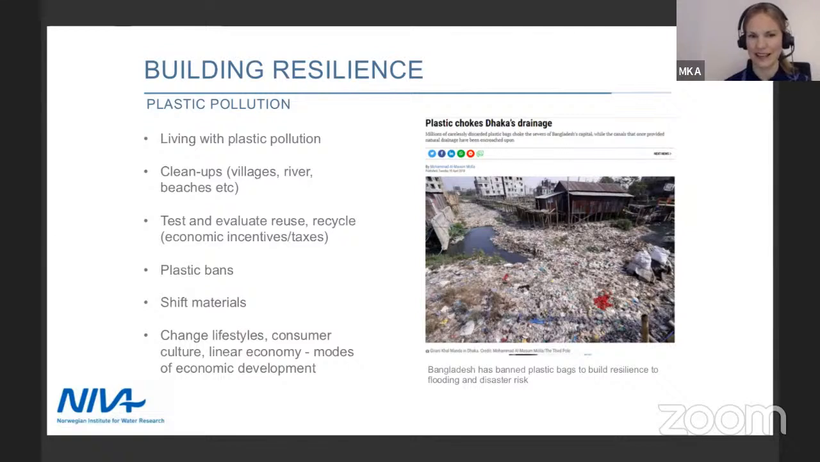But although this has challenges in itself, there are also plastic bans on certain products, and processes of shifting material from plastic to other more sustainable and durable materials that would be, of course, more in line with transformation. And the ultimate transformation would be to change lifestyle, consumer culture, and the linear economy towards a more circular one. So these are different approaches to how plastic pollution can be viewed in relation to what resilience may look like. So the next slide, please.